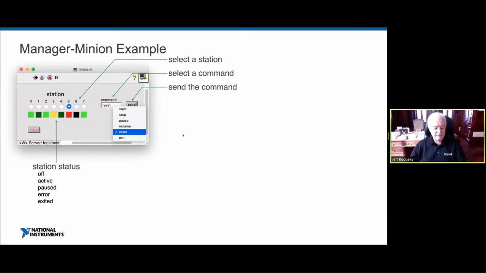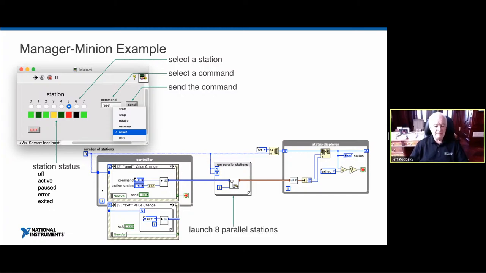So what does this look like? Well, the diagram has the usual familiar UI event loop, with an event structure, and then a status display over here, back on the host. And then these parallel stations, and here I'm running 8 stations in parallel. The connection from the host to the stations is using a multiplex messenger channel, and that allows the manager to talk specifically to a particular station. Each of these parallel instances is given its unique station ID.